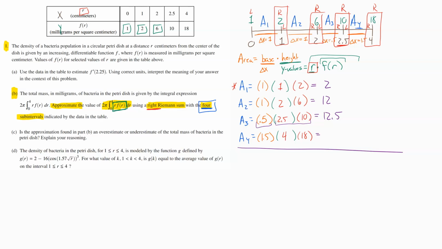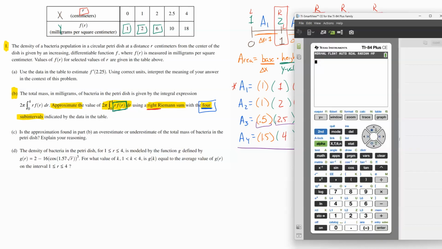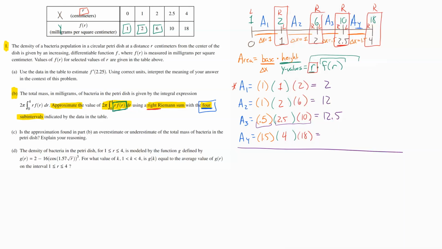So then on to the next one, we end up getting, and maybe this is where a 4 times 18 times 1.5, let's go ahead and use the calculator. So 4 times 18 times 1.5, that's going to get us 108.